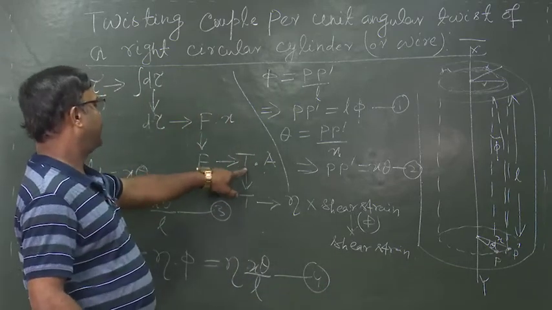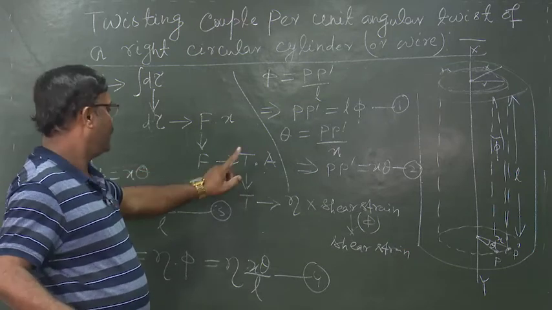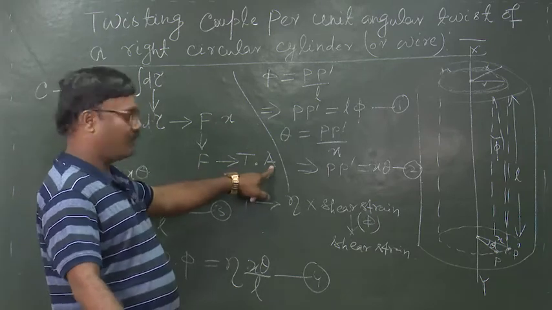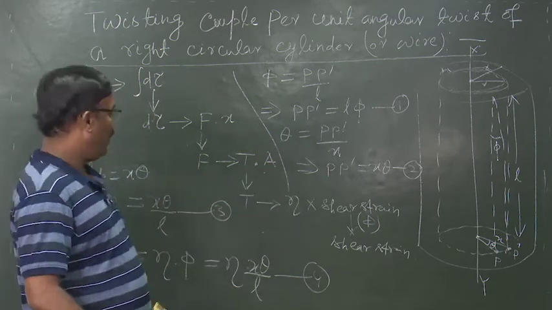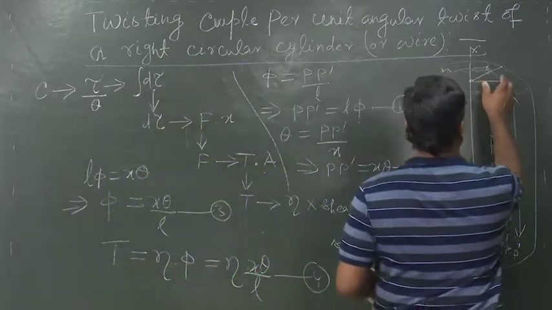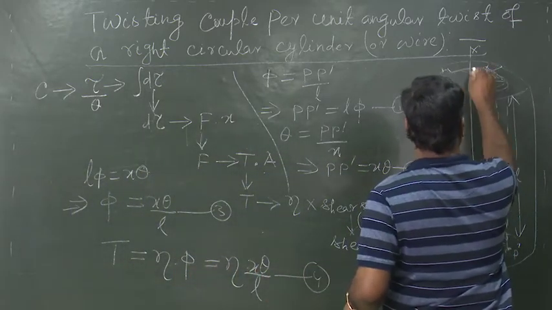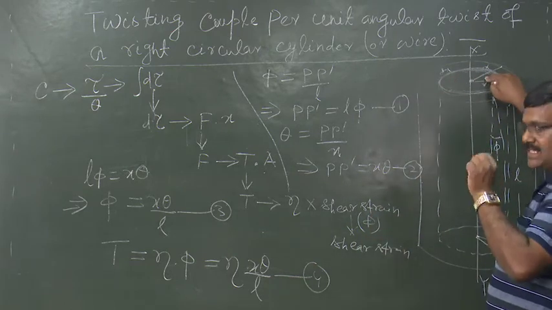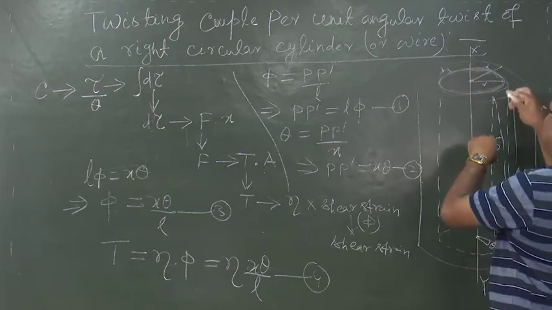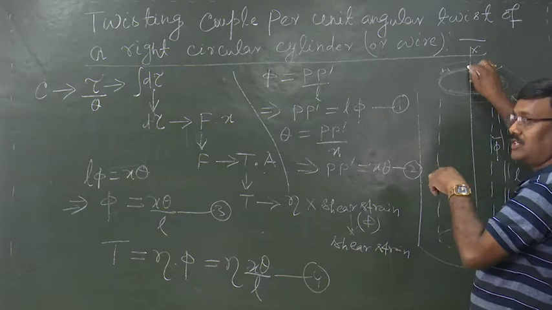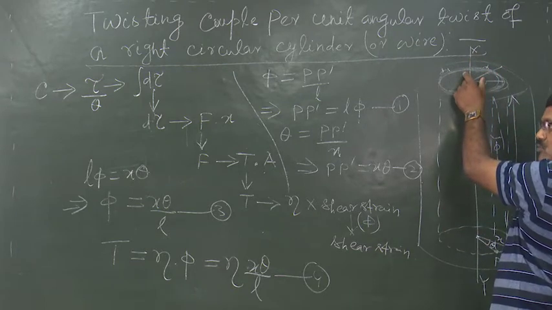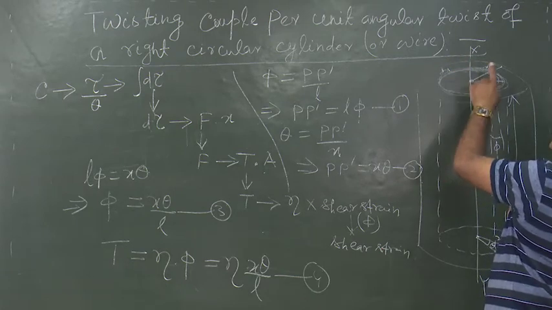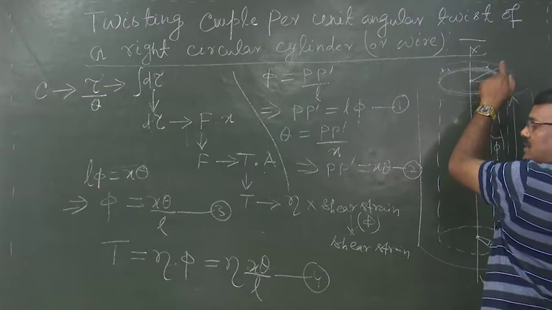Now we arrived at this point T. So to get the force, what we have to do? We have to calculate the area of cross section. We know this is the element considered, which is circular in shape, having radius x and thickness dx. The length of the circumference will be 2 pi x into thickness dx. So area A will be equal to 2 pi x into dx.